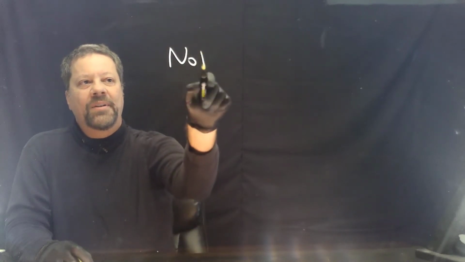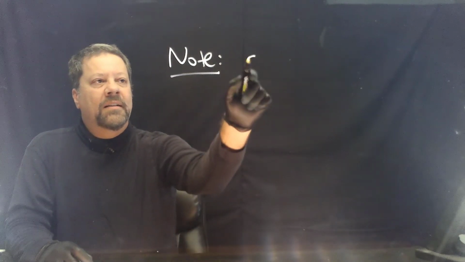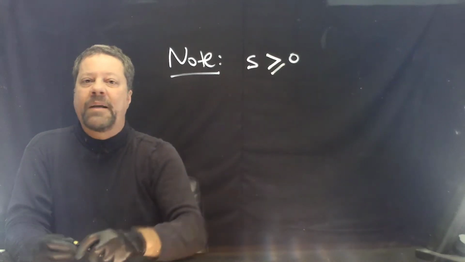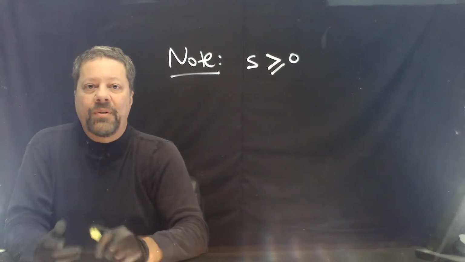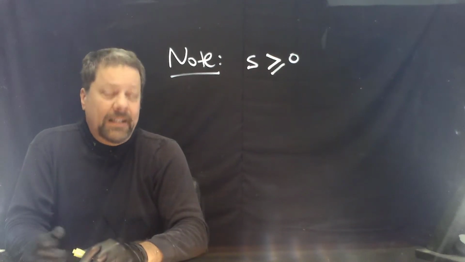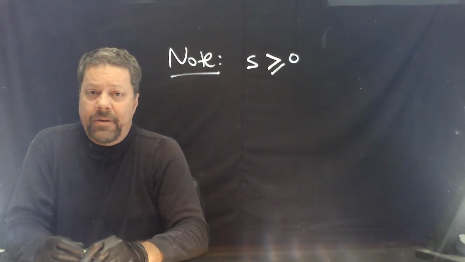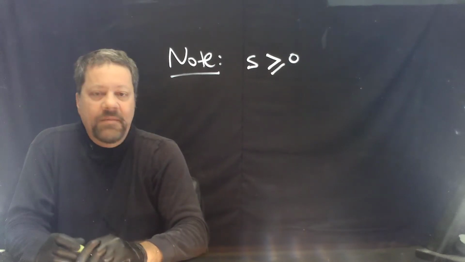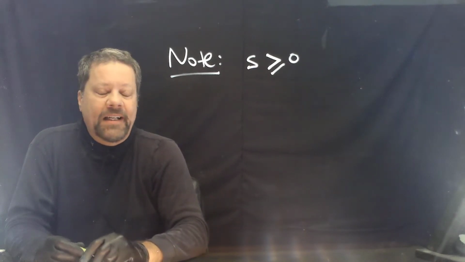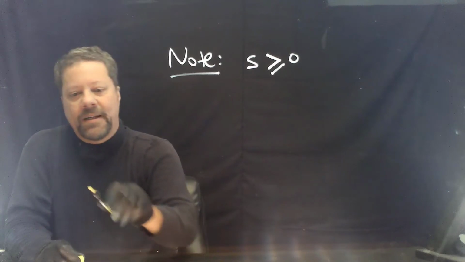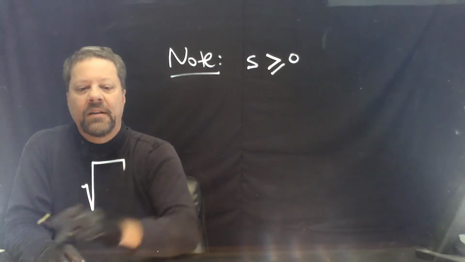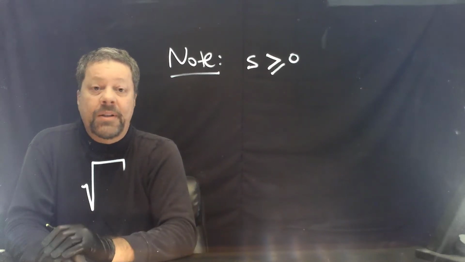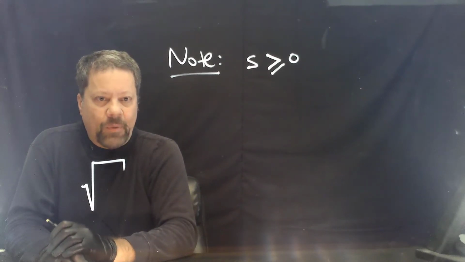One thing to note, the sample standard deviation is always bigger than or equal to 0. Yes, it can equal 0 if all the data values are exactly the same. But if they aren't all exactly the same, you'll get a positive value, but you'll never get a negative value. That's because this symbol represents the principal square root, and the principal square root is always the non-negative one.